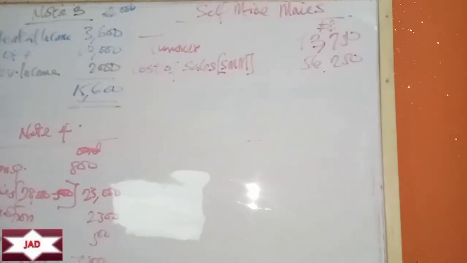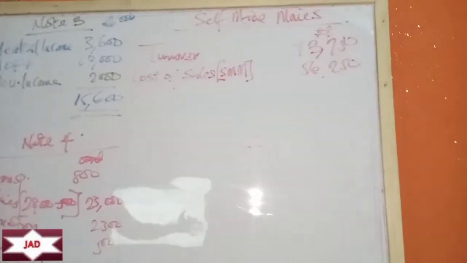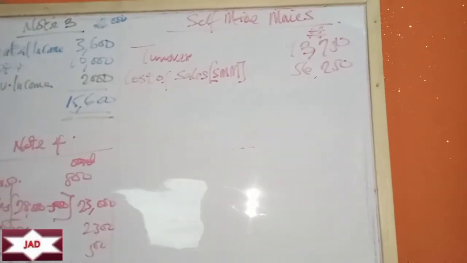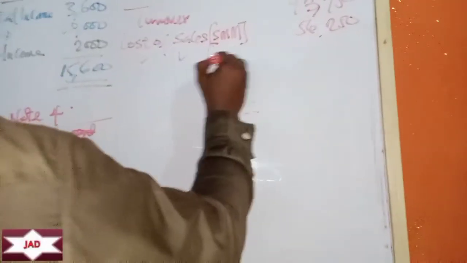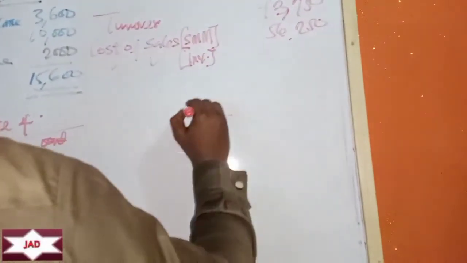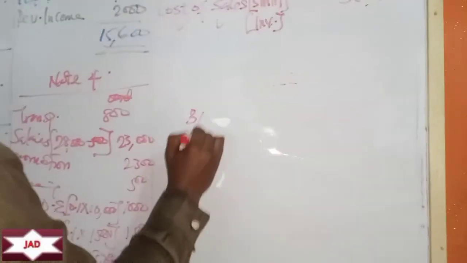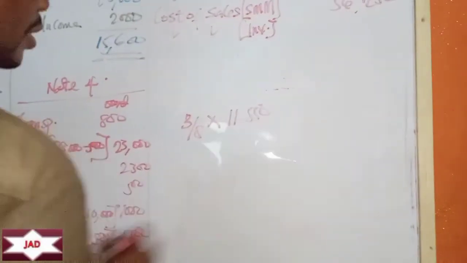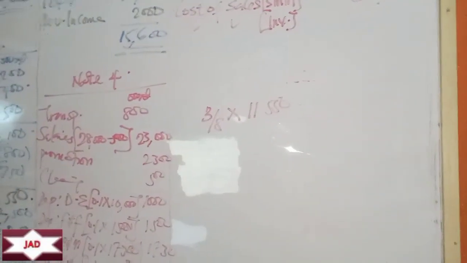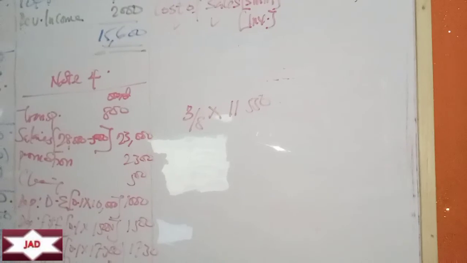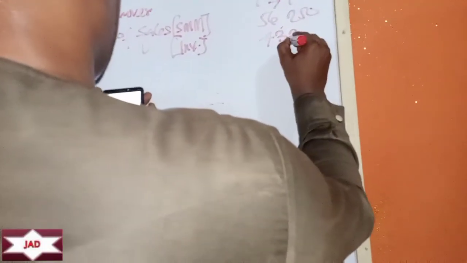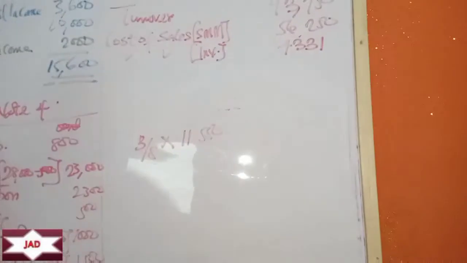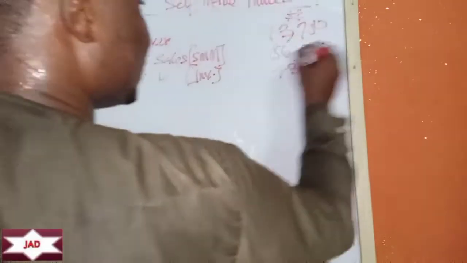Okay, ratio of production. So what do we have? That's still 5 to 3, right? So cost of sales for inventories, that would be 3/8 times 11,550. Okay, so 3/8 times 11,550. So right there, we have 4,331 approximately.